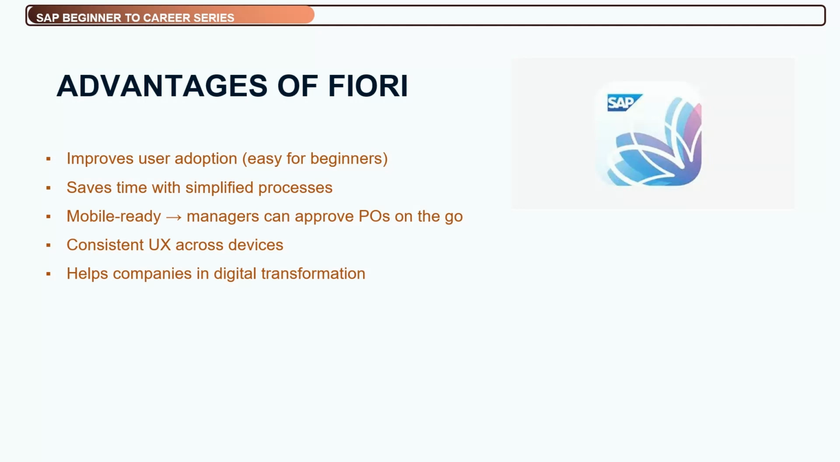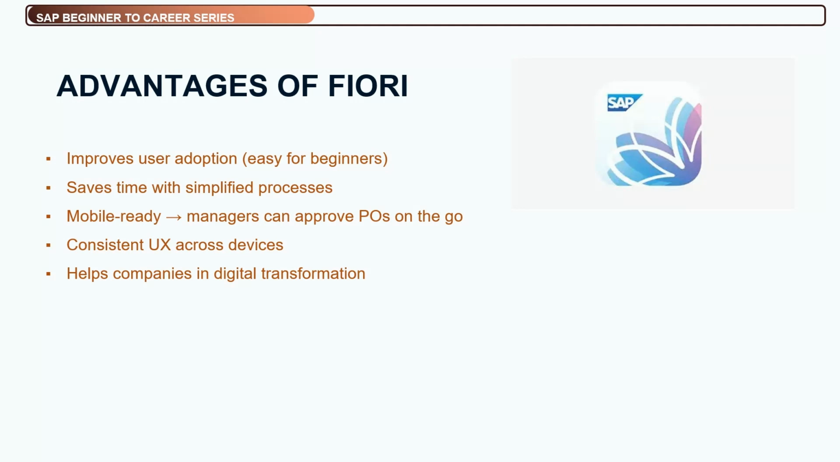Also, more importantly, it's mobile ready. Your managers can approve POs on the go. As an example, let's say your manager is now overseas, and he hasn't brought his laptop with him. Now there is a purchase requisition, and a purchase order has flowed for his approval. Without a laptop, he cannot log into the SAP system, SAP GUI. But with SAP Fiori, he can use his tablet or his mobile device to log into the SAP system, and he can do his transactions on the go. So that we call mobile ready, so that benefit is there.